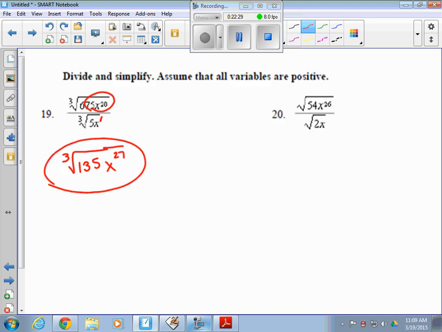Do the same thing with the other one. 54 divided by 2 is going to be 27. Be the square root of 27. And then again, x to the 26th divided by x to the first power is x to the 25th.